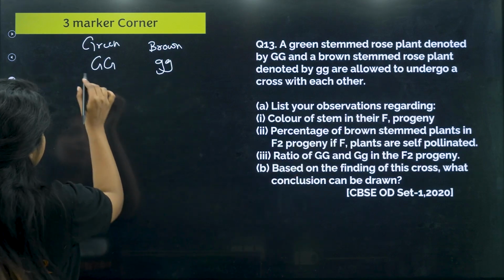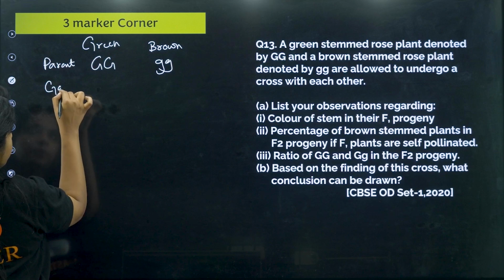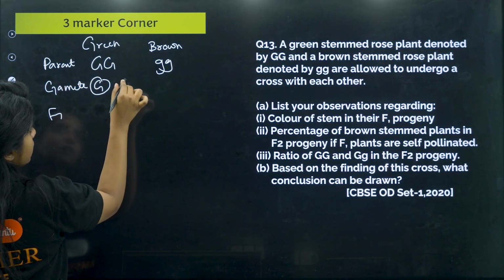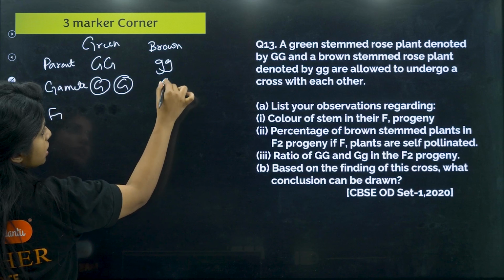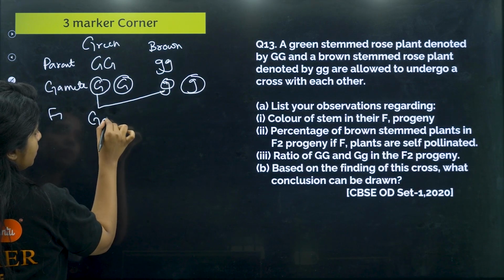Let's see. This is the parent. This is the gametes. This is the F1 progeny. So, gamete is capital G. Over here, small g. When you fuse this with this, you get capital G small g.